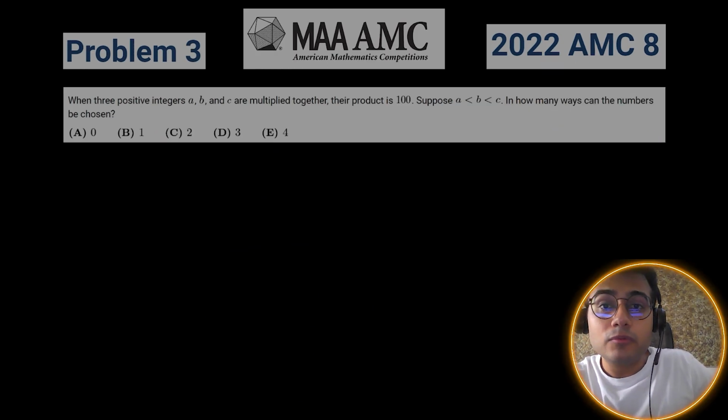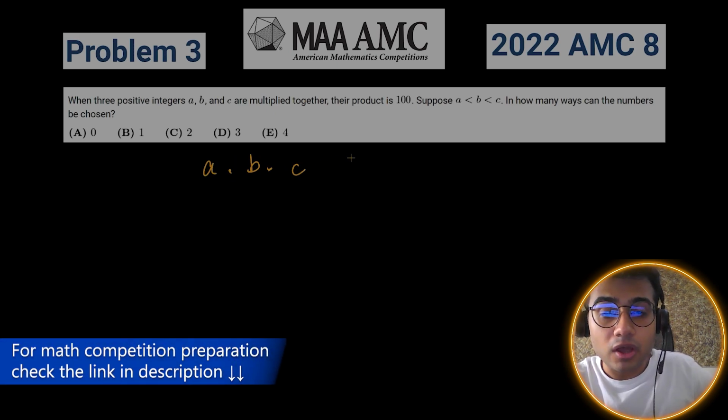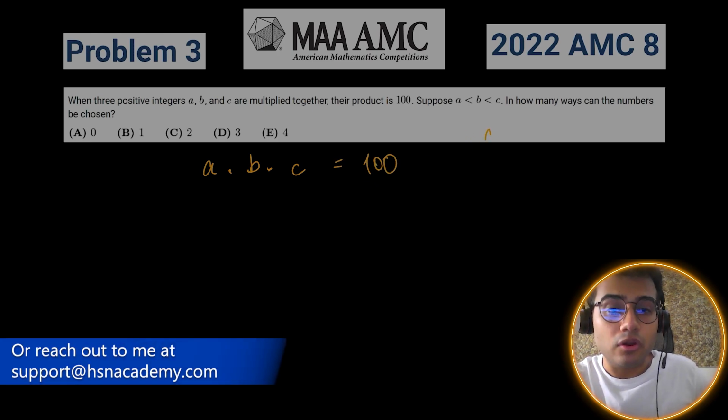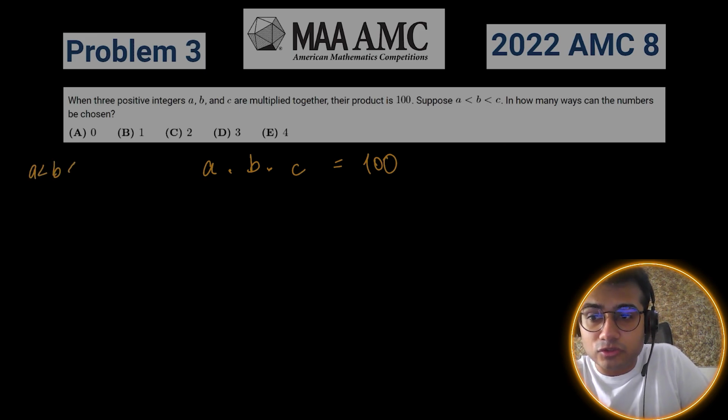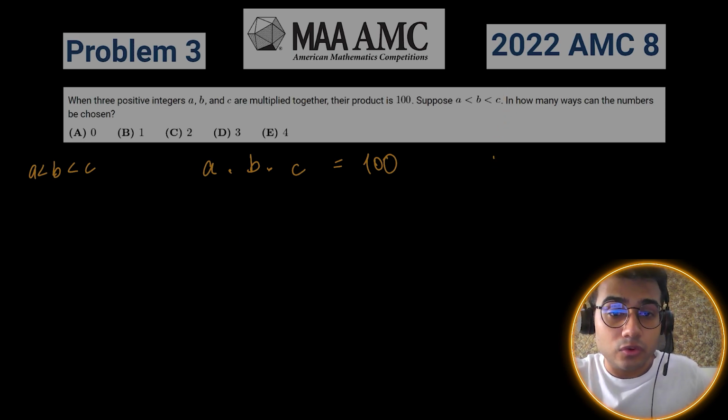Okay, so in this problem, they want us to find all the possible ways we can choose three numbers, A, B, C, such that their product is 100. And they have to be ordered, so A is less than B is less than C. So that has to be true. So the way you should approach this problem is do the prime factorization of 100. So 100 is 10 times 10, and a 10 is 2 times 5.